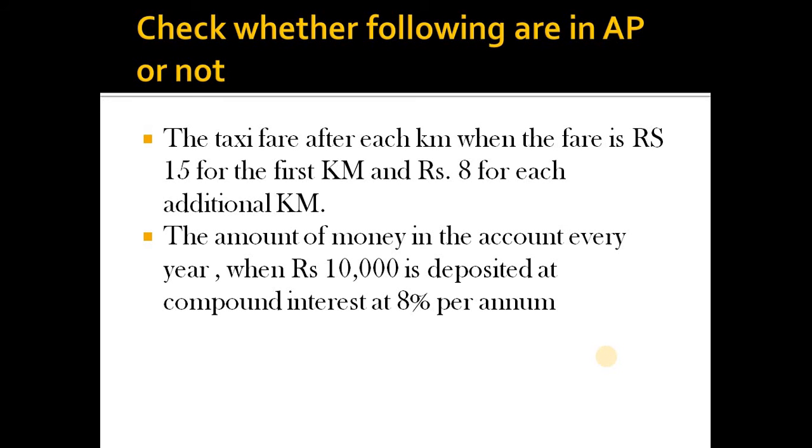So here, these are just questions. These questions can come in 1 mark. This is just to check your knowledge, like how to check if a given statement forms an AP or not. So there are two problems here I have given. The taxi fare after each kilometer, when the fare is rupees 15 for the first kilometer and rupees 8 for each additional kilometer. And the second problem is the amount of money in the account every year when rupees 10,000 is deposited at compound interest at 8% per annum.